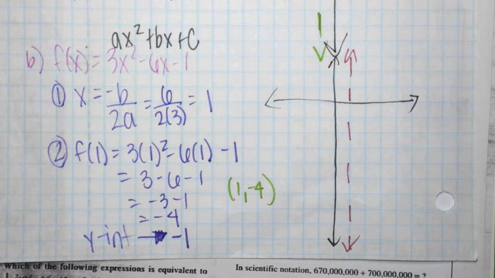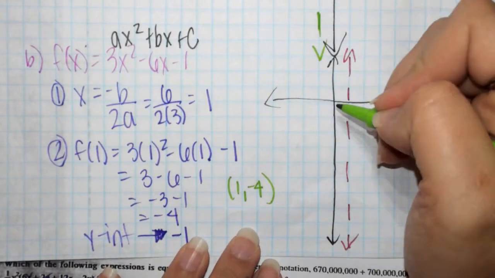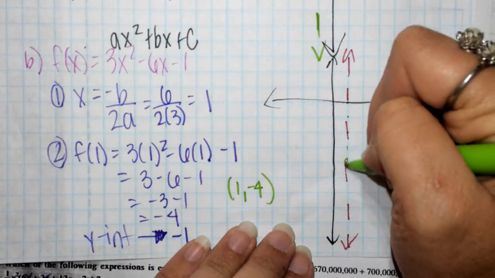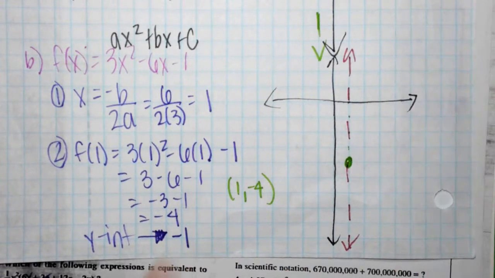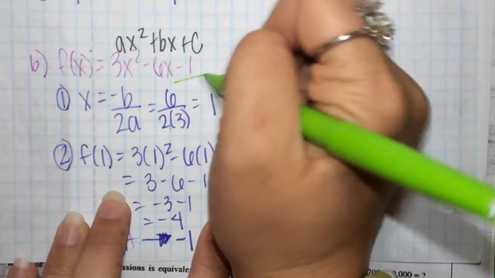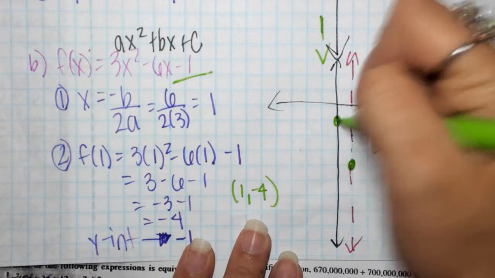Alright, so for B, to graph it, you would plot your vertex, which is right 1, down 1, 2, 3, 4. Now, how did I get a y-intercept of -1? Because it's in the equation. It's the one on the very end. It's C. This number right here is always your y-intercept. So you would go down 1.